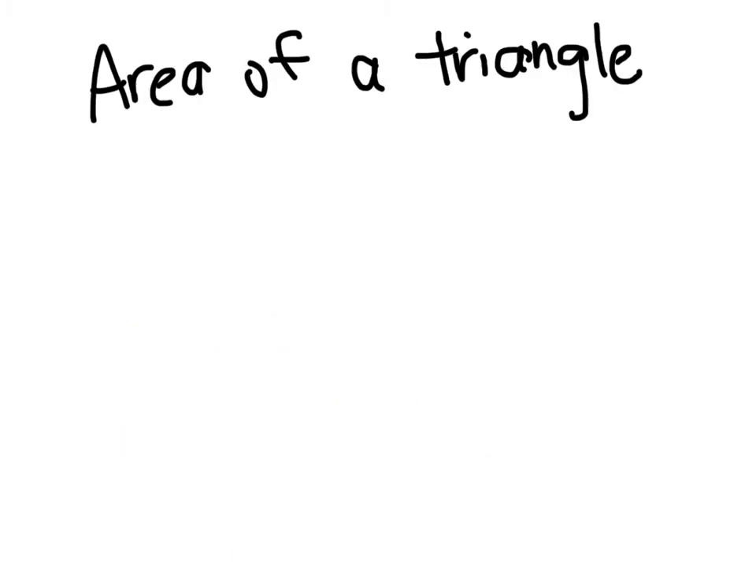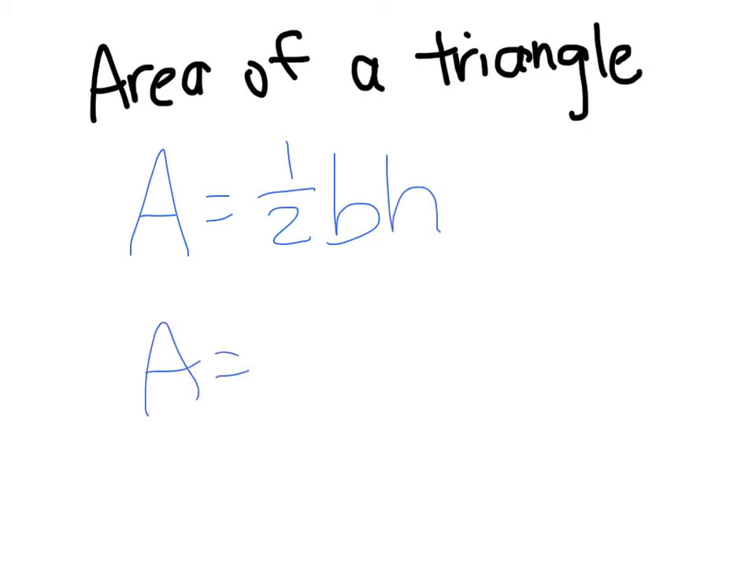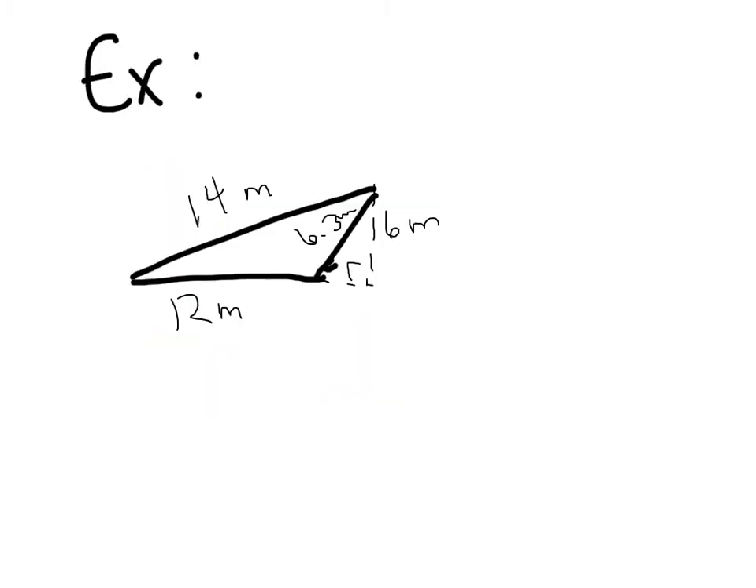Okay, the area of a triangle is that we take 1/2 times the base times the height. Another way that we can write that is we do the base times the height and divide it by 2. Let's look at an example. So if I look, the first thing I want to look for is where's my height drawn. So here's my height, and it is perpendicular to this base.